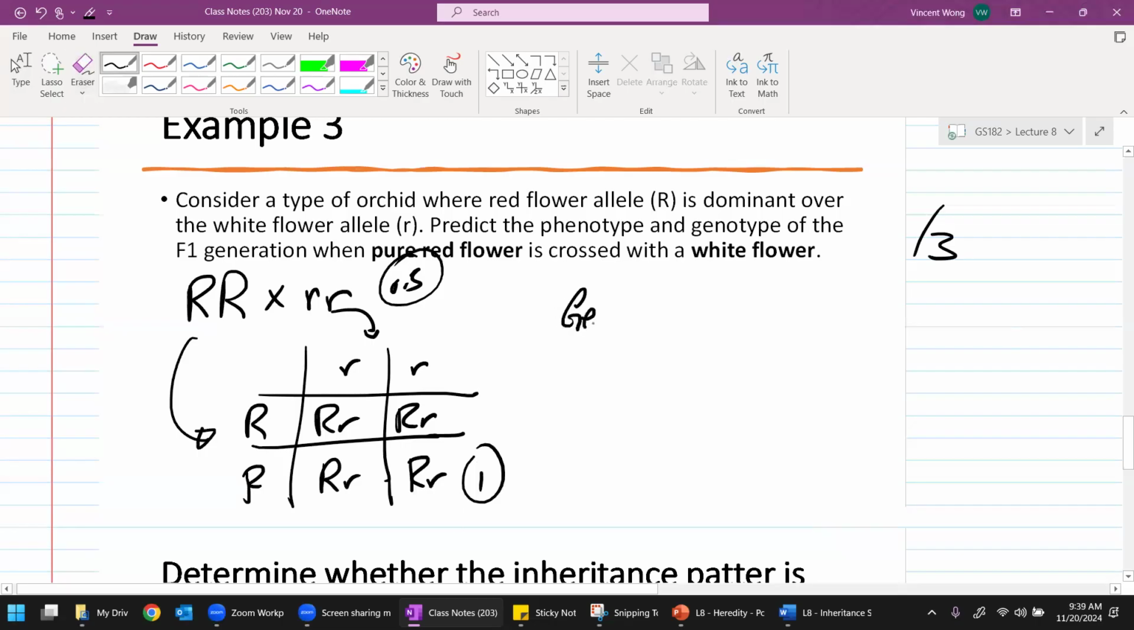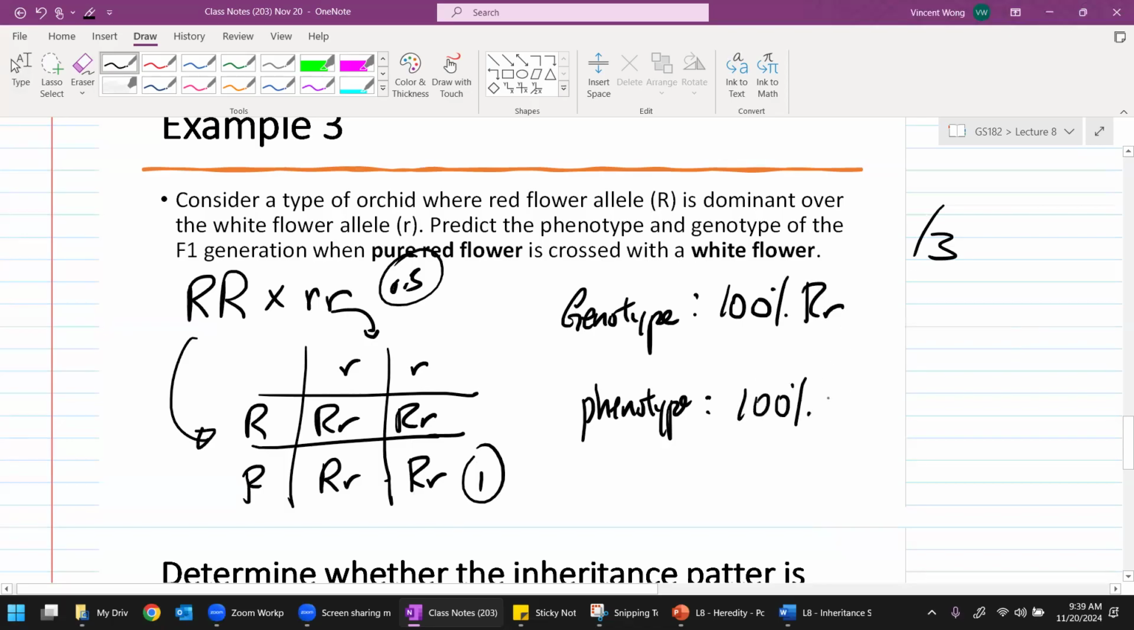And then you will have the genotype and then the phenotype. Genotype is going to be 100% big R, small r. And then phenotype will be 100% red. So this is like another 1.5 or something. Understand? So you have to have these 3 things for you to get full marks.